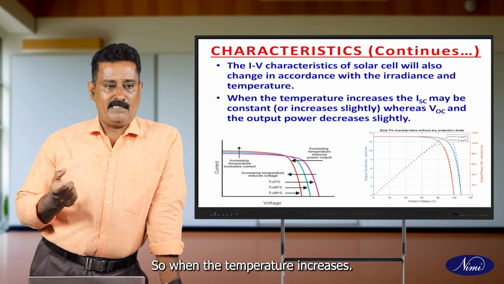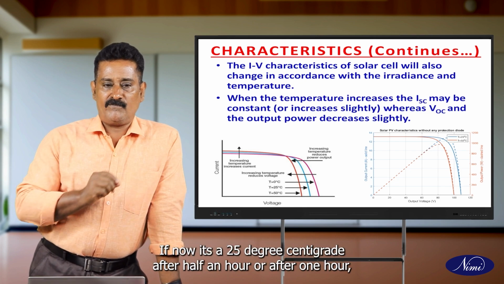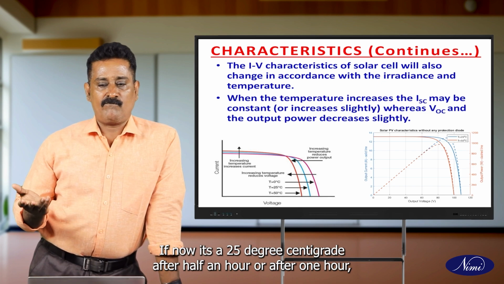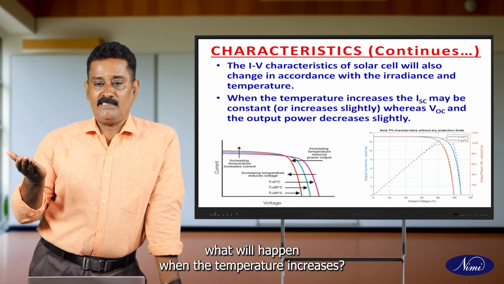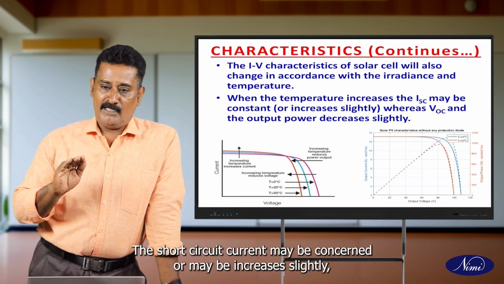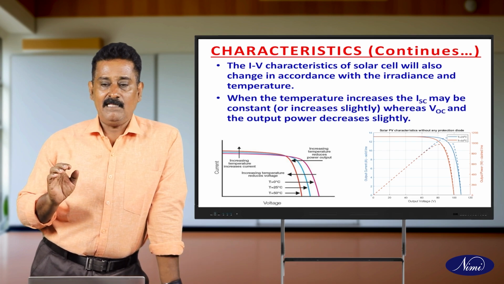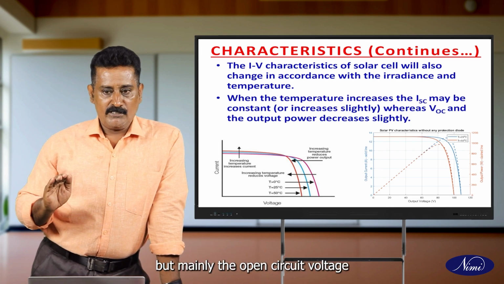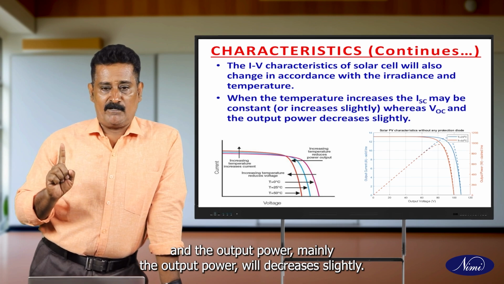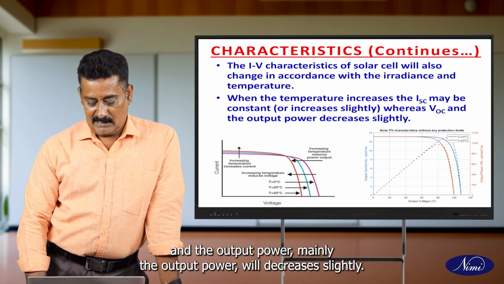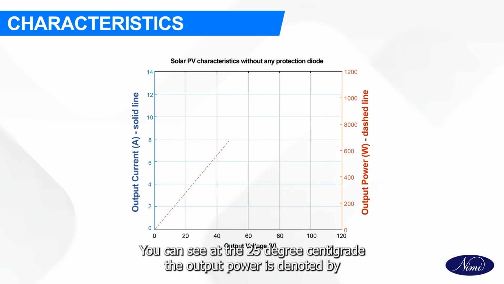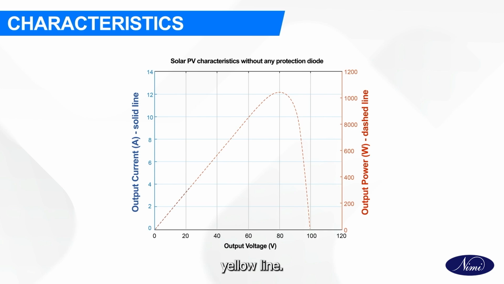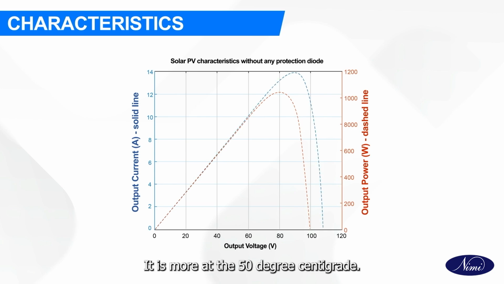So, if now it is 25 degrees centigrade, after half an hour or after 1 hour, if the temperature increases to 30 degrees, what will happen? When the temperature increases, the short circuit current may be constant or may increase slightly, but mainly the open circuit voltage and the output power will decrease slightly. In the figure you can see at 25 degrees centigrade, the output power is denoted by the yellow line, it is more. At 50 degrees centigrade, it is indicated by the orange line, and is less.